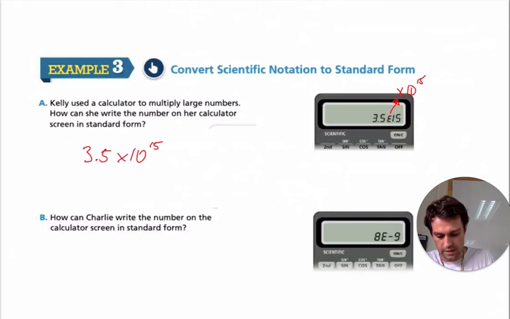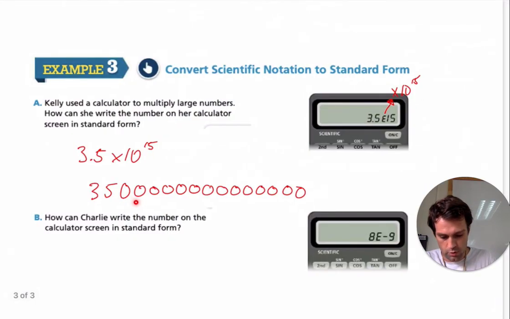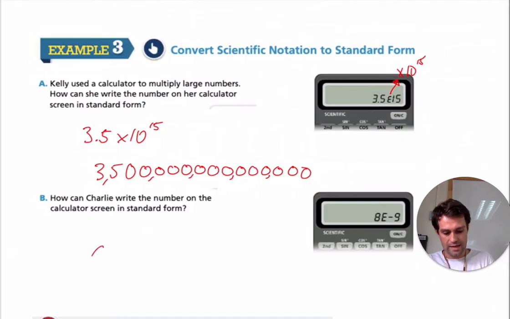So in standard form, that is 3, 5, then 1, 2, 3, 4, 5, 6, 7, 8, 9, 10, 11, 12, 13, 14. I believe that's correct. So we would have 1, 2, 3, 4, 5, 6, 7, 8, 9, 10, 11, 12, 13, 14, 15. And we'll add our commas in here. There we go. So this one will be 8 times 10 to the power of negative 9.